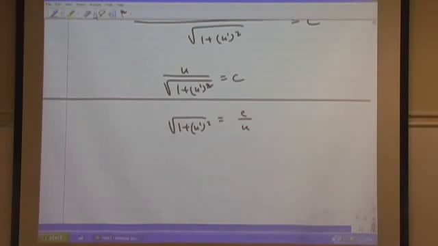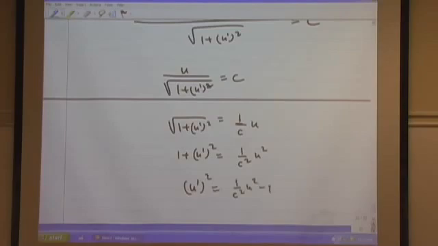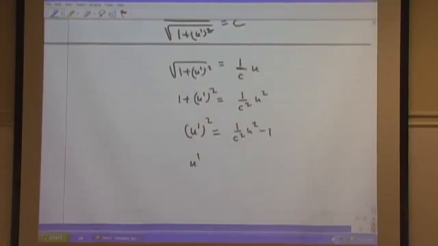No, u over c, excuse me. 1 over c times u. So the 1 plus u prime squared is 1 over c squared u squared. So u prime squared is 1 over c squared u squared minus 1. So u prime is plus or minus the square root of u squared minus c squared over c squared.